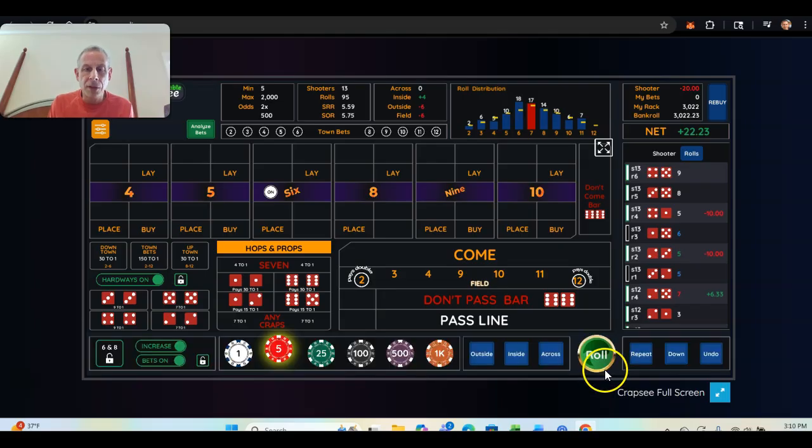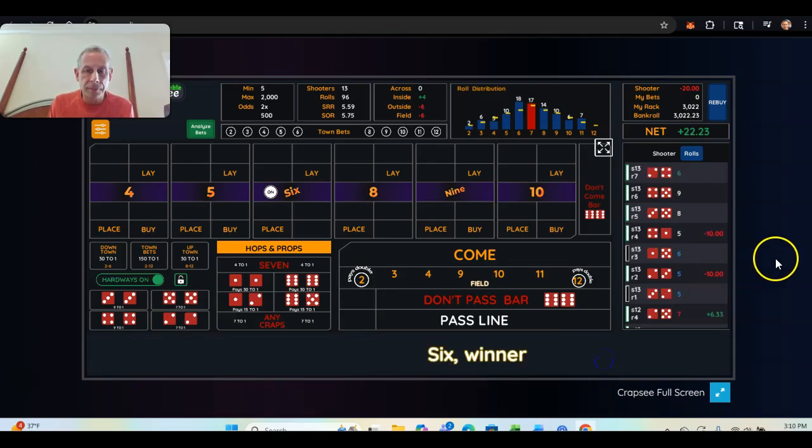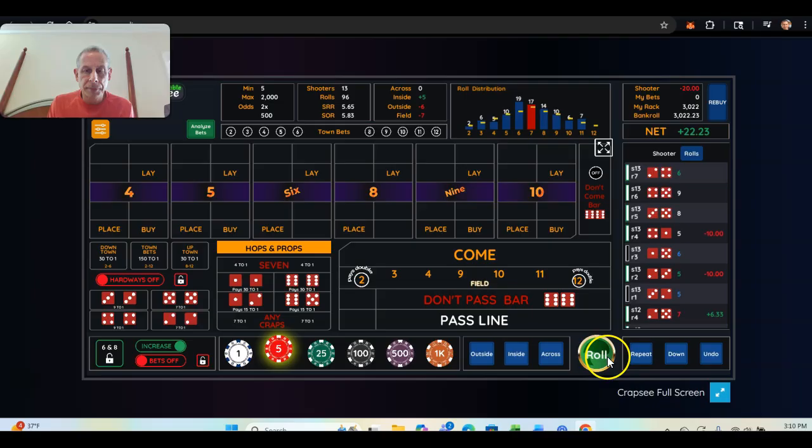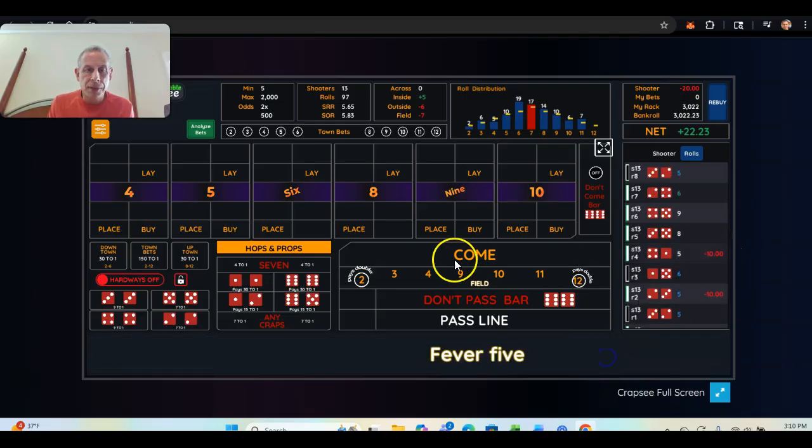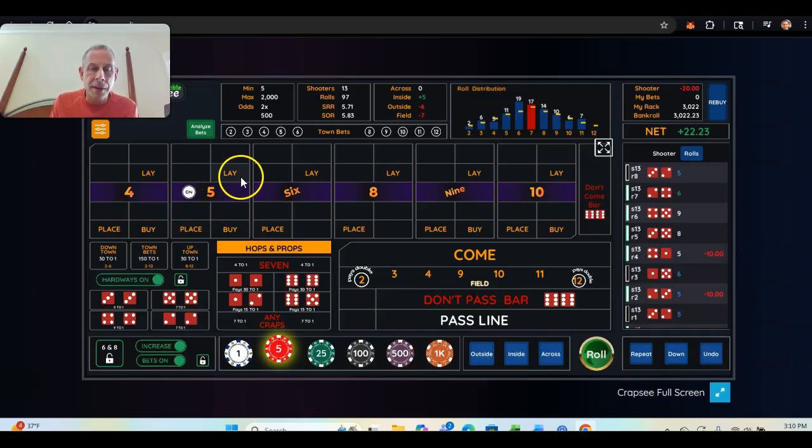Nina. Let's see if another 5 would have been rolled here. 6 winner. Fever 5. See? We would have lost again. So taking a deep breath and not panicking saved us a 3rd quick loss, right? And that's the story. And I think this is the same shooter.